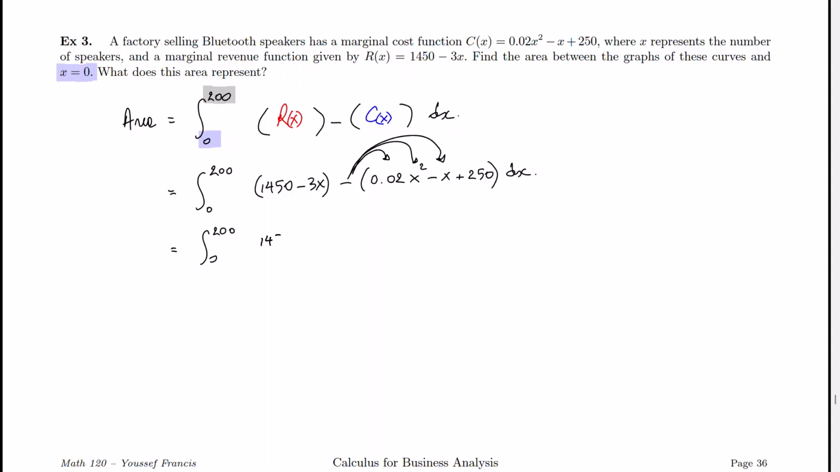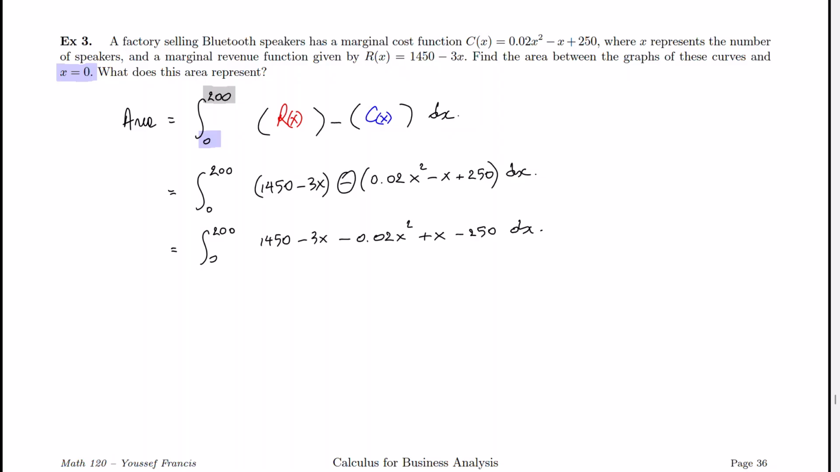So 1450 minus 3x. We can safely remove the parentheses there because there's nothing in front of the whole expression. But the minus sign here needs to go to everybody in that second parentheses. So we'll get negative 0.02 x squared, minus x is going to be plus x, and finally, minus the 250 with respect to x.